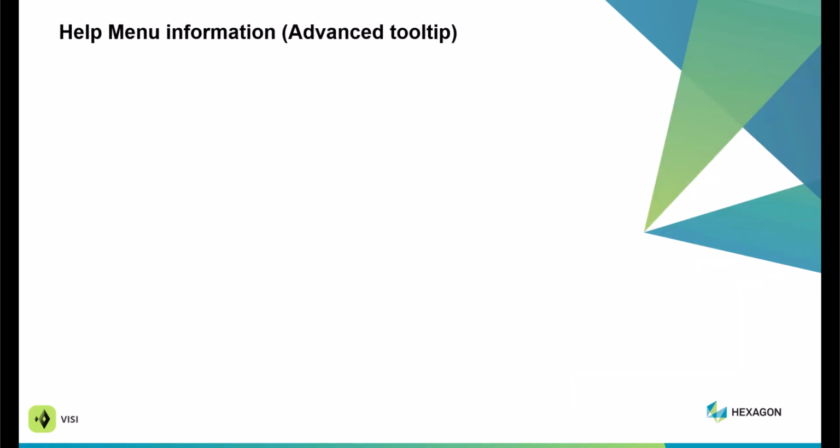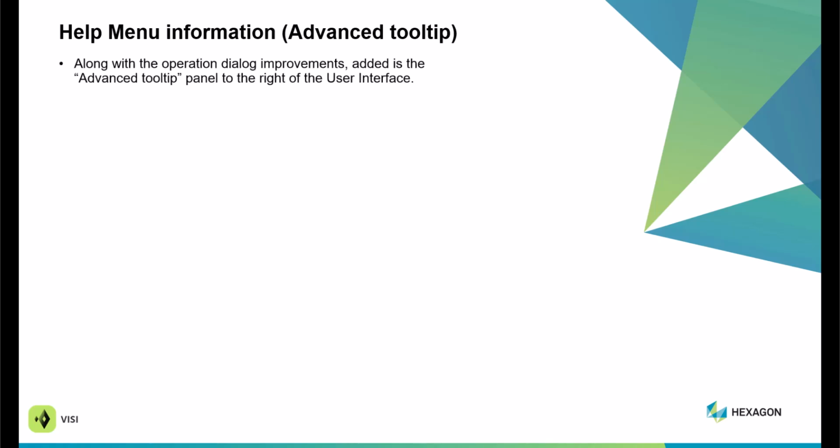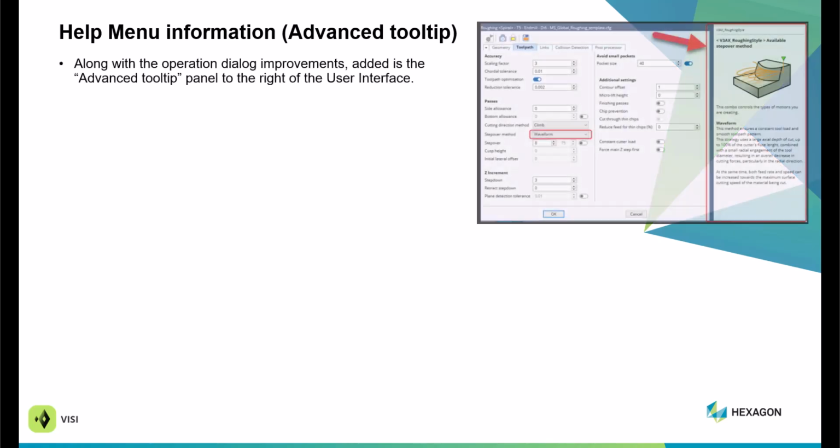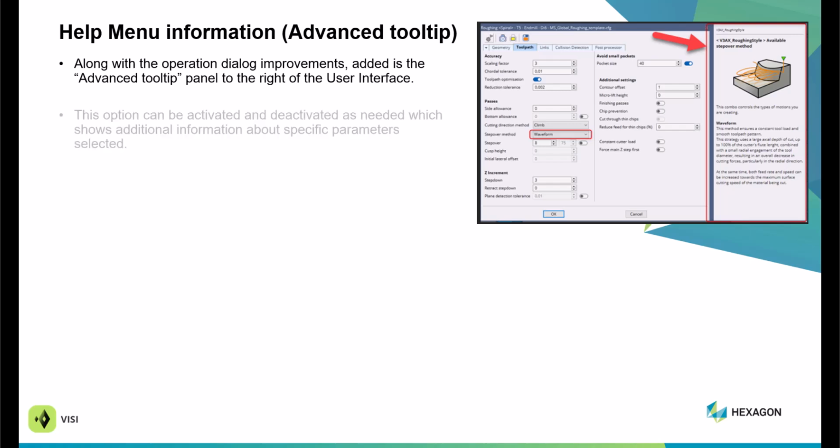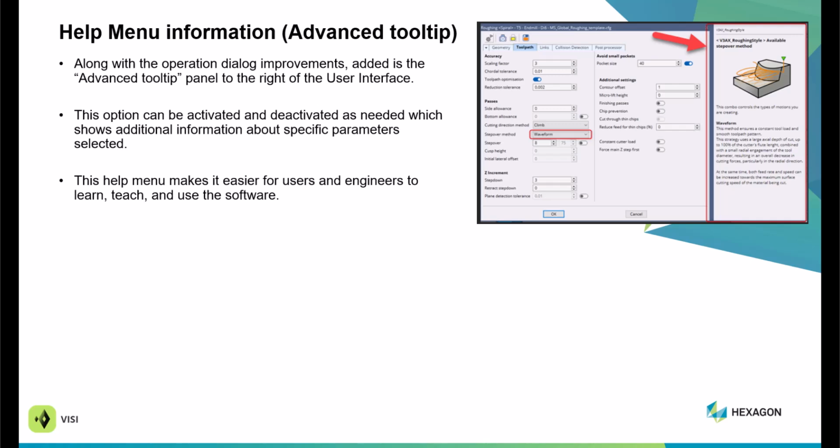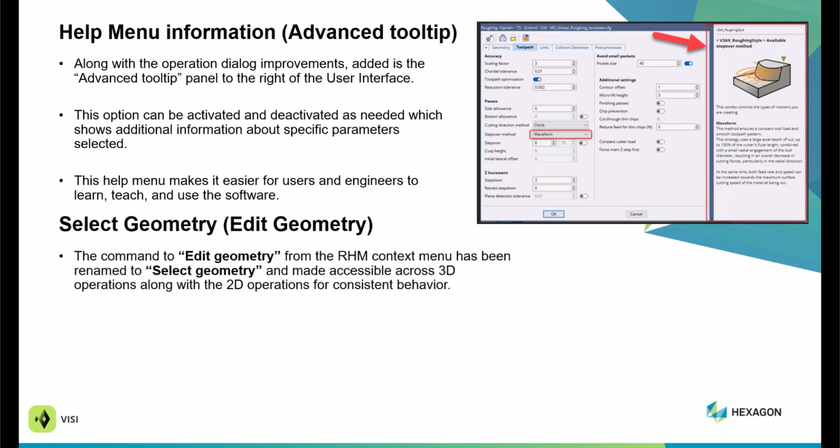Within the Help menu information under Advanced Tooltips, along with the operation added just as mentioned before, there's a Help menu specifically for each parameter inside the operation that pops up with information. This can be activated and deactivated as mentioned before with the simple right click of the little tab, and this allows new users to be able to learn what each parameter is doing. I personally use this, and it's very, very helpful to figure out what the command is and what it's specifically asking for.